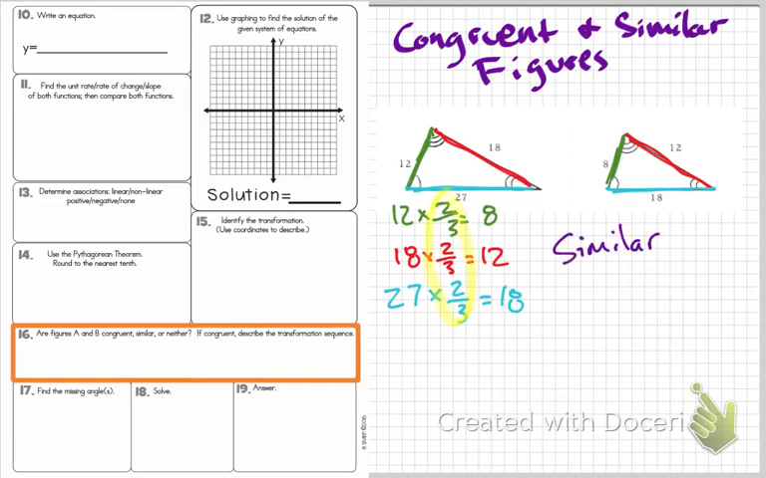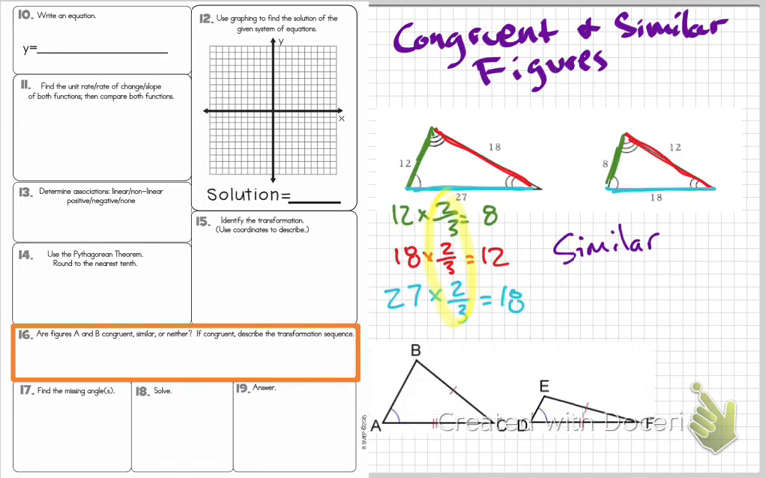Now, again, in order for them to be similar, the scale factor that I multiplied each of those sides by must be the same. In this example, they were 2/3. I don't need to describe any type of transformation that took place here. This is simply a dilation.